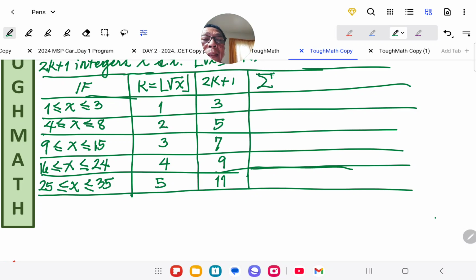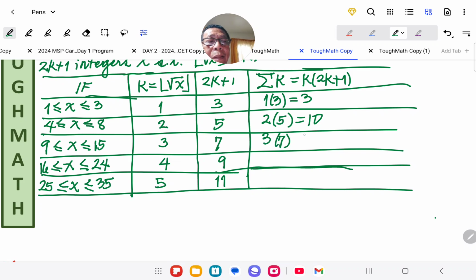So the sum of k is equal to k times 2k plus 1. So in the first row, we have 1 times 3. So we have 3. In the second row, you have 2 times 5, which is 10. In the third row, you have 3 times 7, which is 21. In the fourth row, you have 4 times 9, which is 36. And then we have 5 times 11, which is 55, and so on.